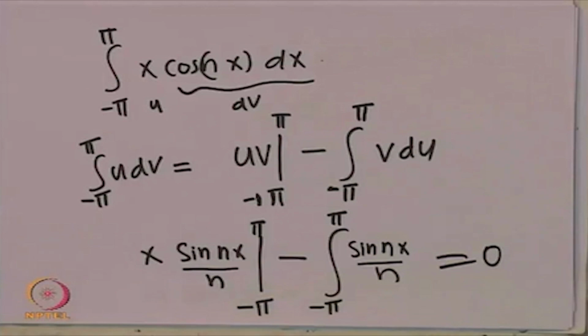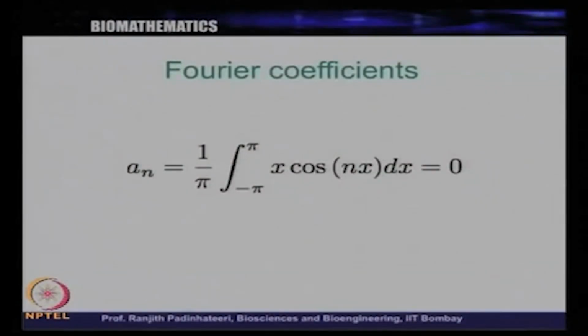So, a n is also 0. Now, what we have to calculate is b n.